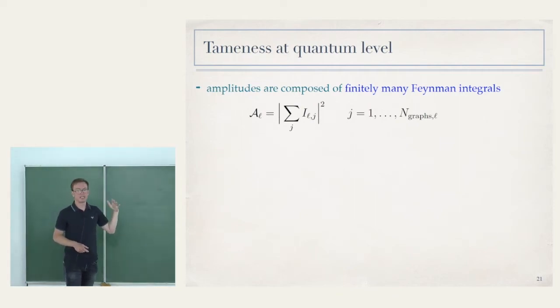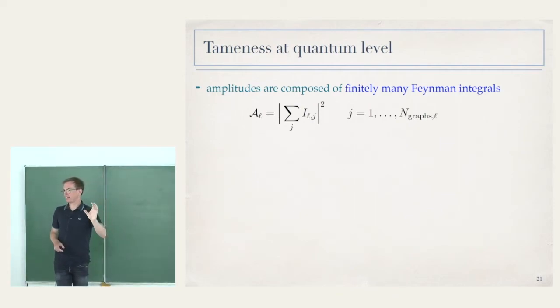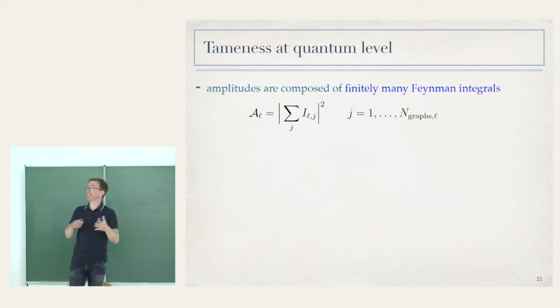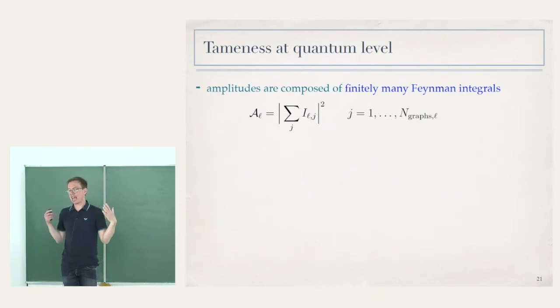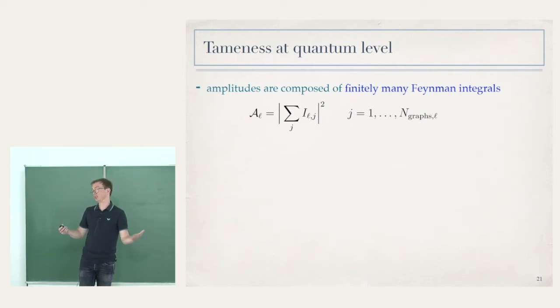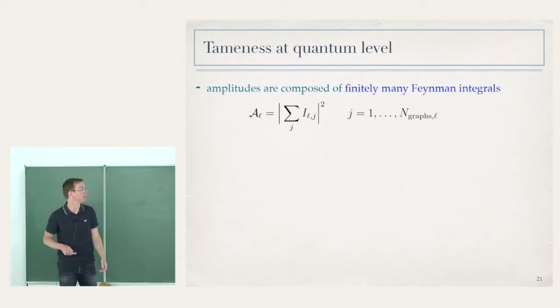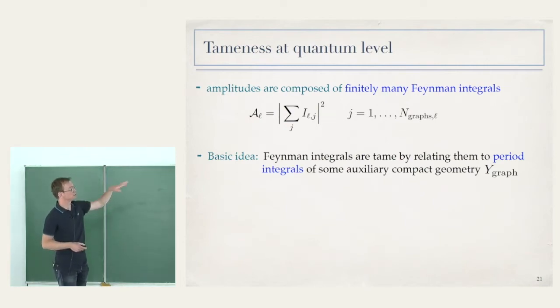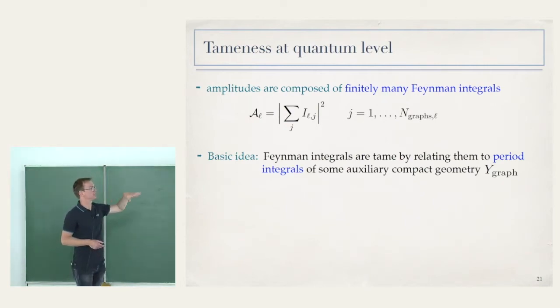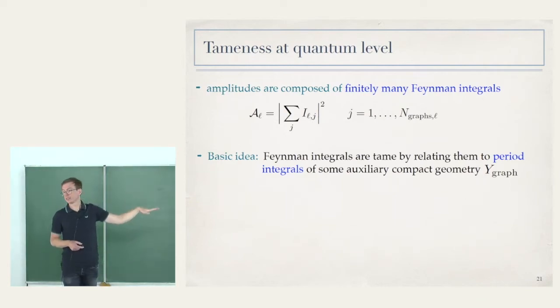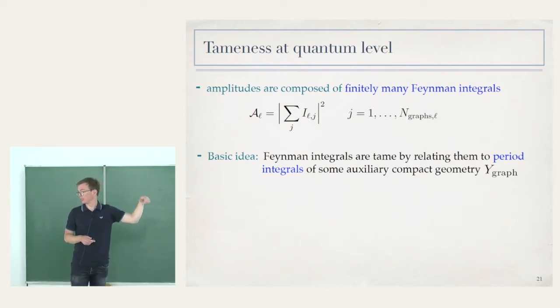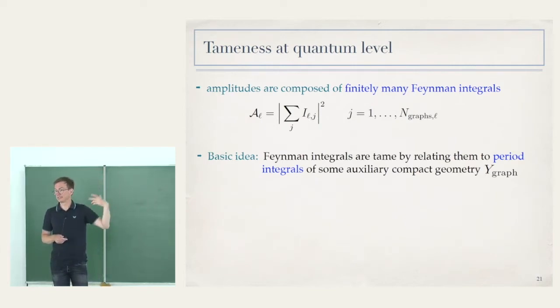So one important fact is that every amplitude can be composed of finitely many Feynman diagrams. And then every Feynman diagram can be built from finitely many master integrals. So you need quite some heavy results from Feynman amplitudes. And then you have to use the fact that these Feynman integrals, these master integrals, can be related to period integrals. So this is always our main tool. So you construct an auxiliary geometry, and you show that these Feynman integrals are actually appearing as period integrals in this auxiliary compact geometry.